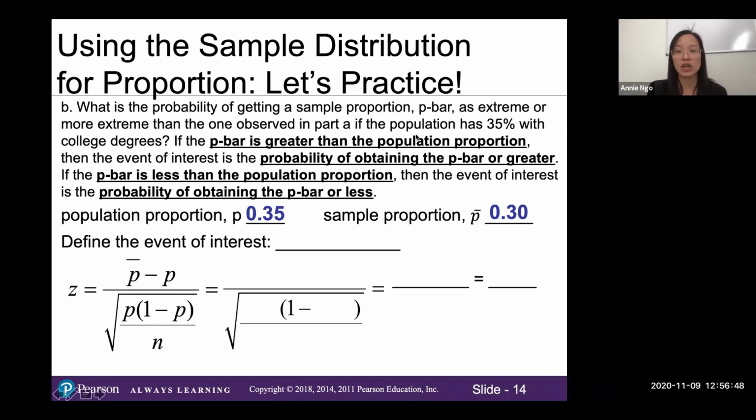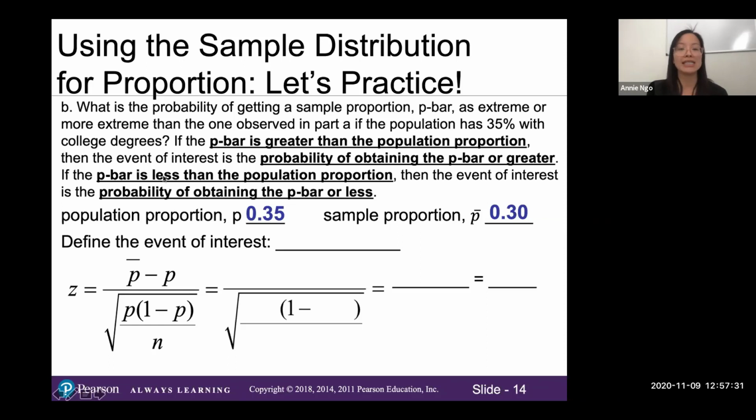Again, if you look in the story here, here's the clue. If the population has 35% college degrees, that's the information that we're looking for. So whenever you see the percentage, that's our clue, because percentages and proportions are related. They're just written differently. Okay, now the rest of the question asks if the p bar is greater than the population proportion, meaning if our sample proportion is bigger than the population proportion, then that event of interest is looking for the p bar or greater, the extreme, the right side.